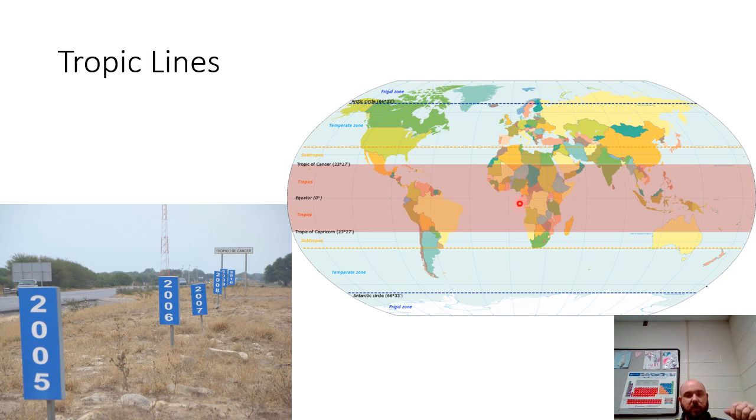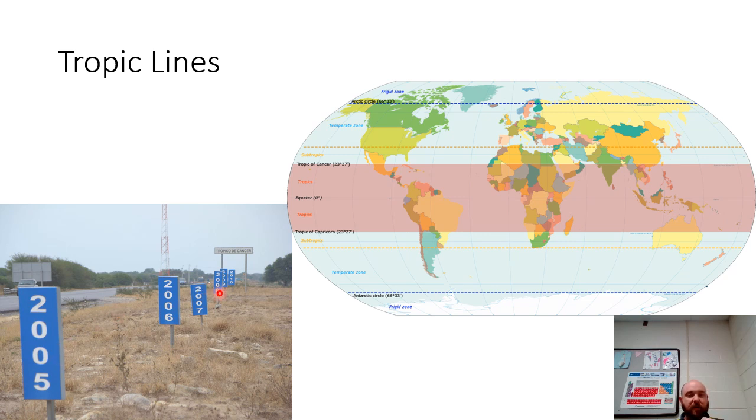And because the sun's rays are so direct over these portions, you probably know that these are generally very hot, humid areas. It doesn't very often get anything like snow in these areas. You can see this is actually a picture here.